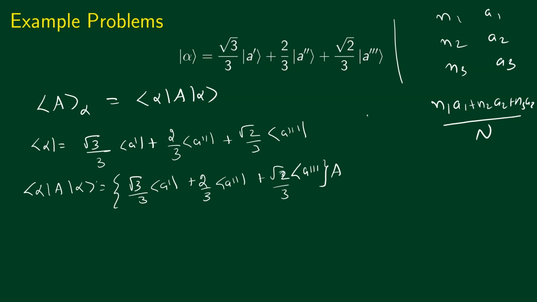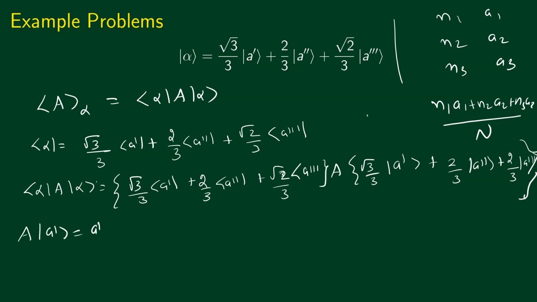Okay, and the operator A is sandwiched between bra alpha and ket alpha. Ket alpha again I write in terms of the eigenkets of operator A. So this is equal to √3/3 ket a', plus 2/3 ket a'' plus √2/3 ket a'''. Okay, so there's this curly bracket I have to close here. Now I can use the eigenvalue equation: A acting on ket a' is a' ket a'.